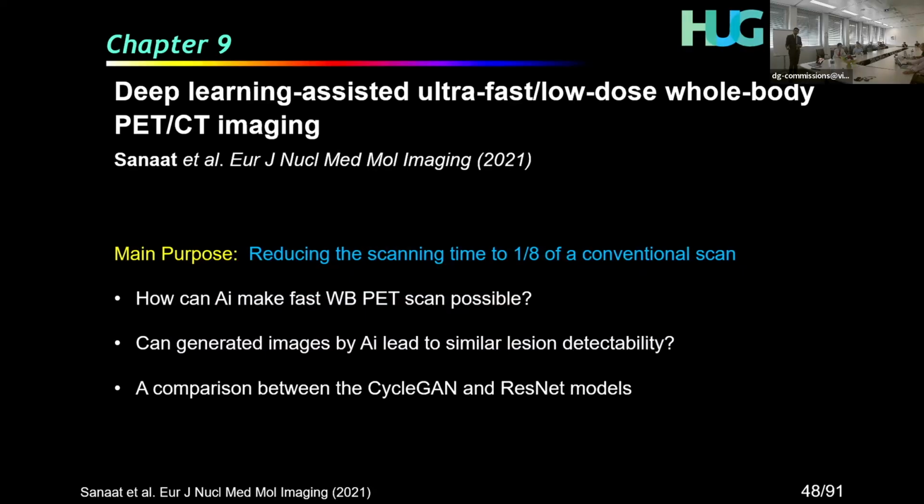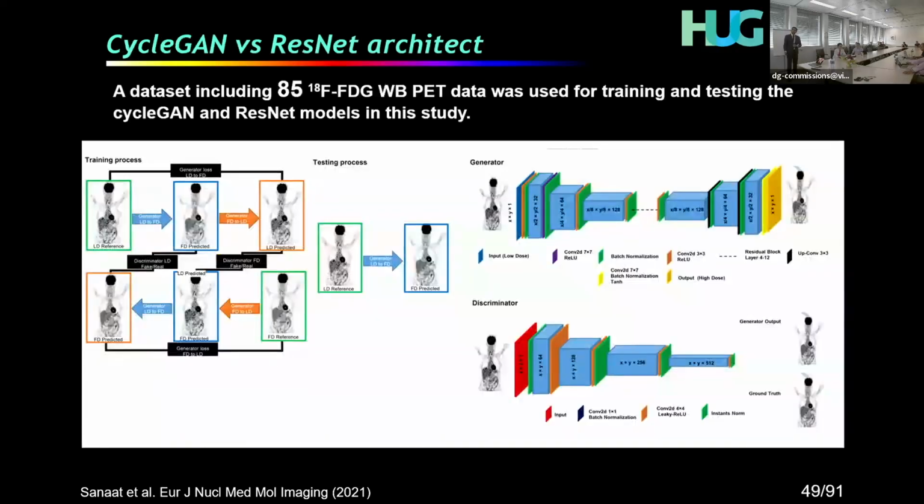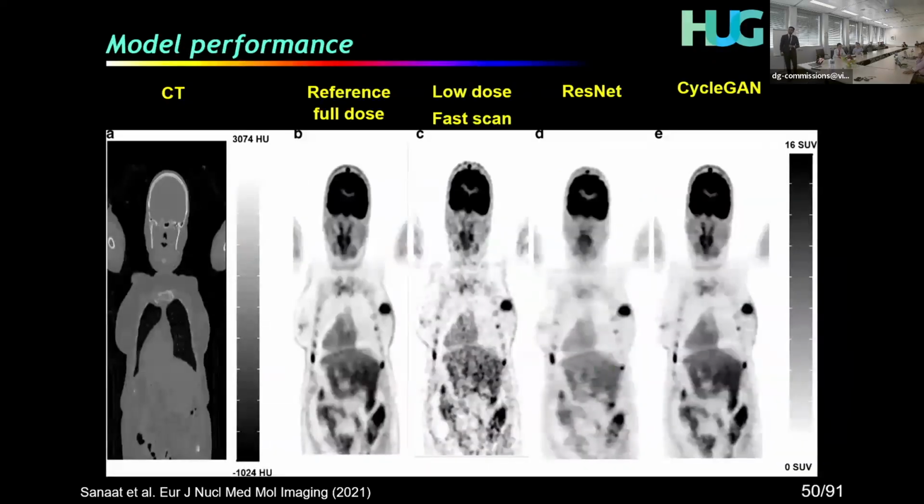And we try to understand between CycleGAN and ResNet which one performs better in the task of noise reduction. And of course, we wanted to understand how AI can generate images which are trustable in the case of lesion detectability. So we trained our model on a data set including 85 FDG whole body PET images. And you can see we use a CycleGAN model for going from the low quality image to high quality image. And here is the performance of our models.